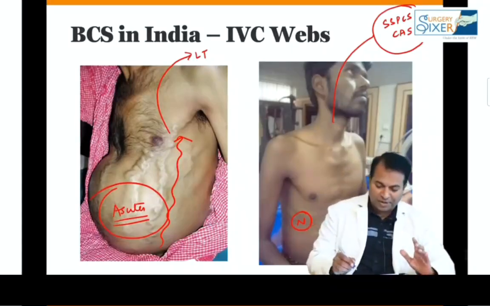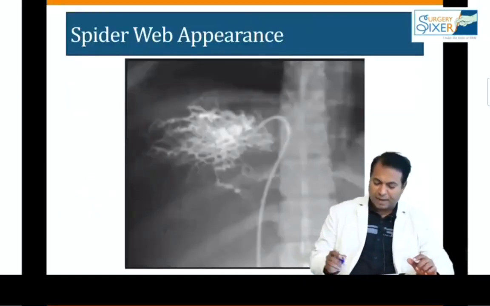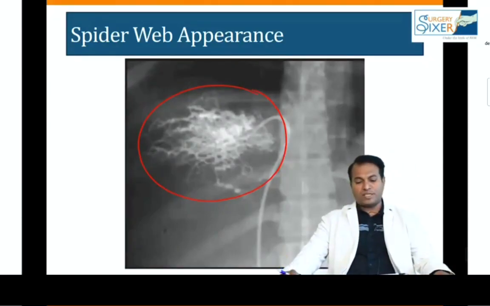Okay, please remember Budd-Chiari syndrome in India is usually due to IVC webs. Okay, and this is a spider web appearance seen in hepatic venography, like a spider web. This is the investigation of choice for Budd-Chiari syndrome.